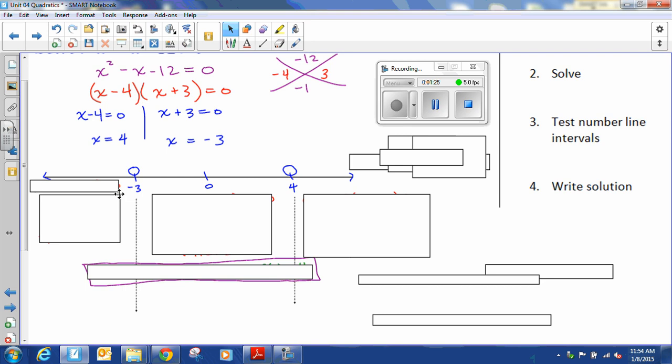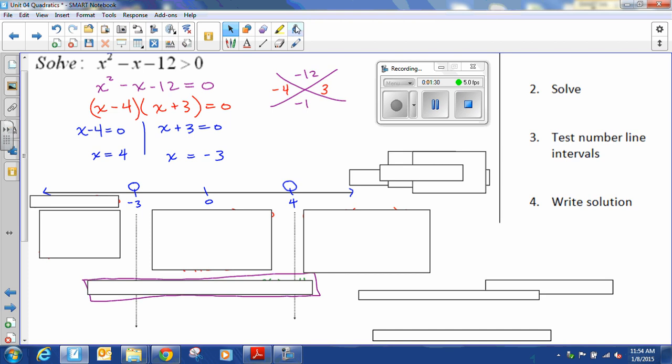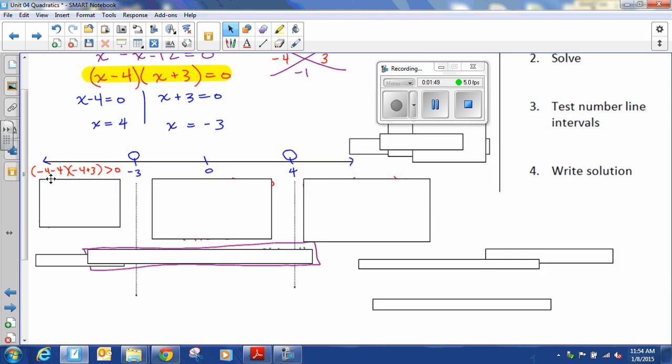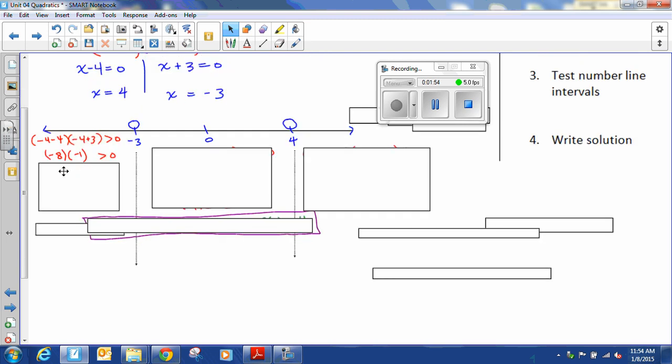I recommend choosing the number that's closest to negative 3 and less than it, and that would be negative 4. So let's plug negative 4 back into this factored form of our inequality. Negative 4 minus 4 times negative 4 plus 3 is greater than 0. I want you to put the inequality back in so we can test this out. What's negative 4 minus 4? Negative 8. Negative 4 plus 3 is negative 1. What's negative 8 times negative 1? It's positive 8. Is positive 8 greater than 0? Yes, it is. This is true.